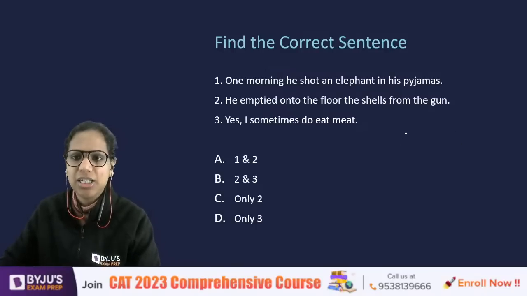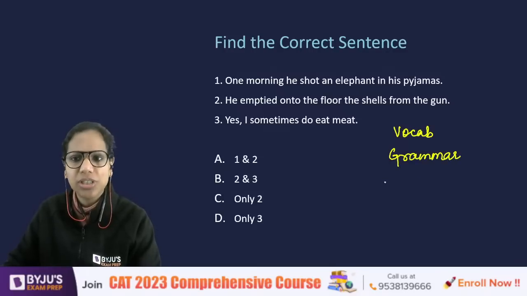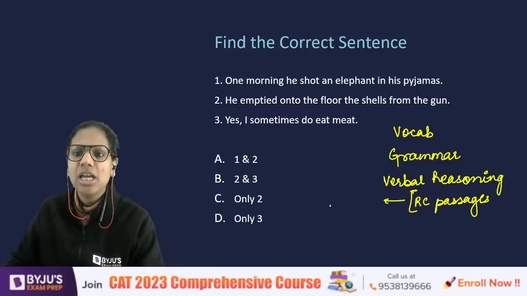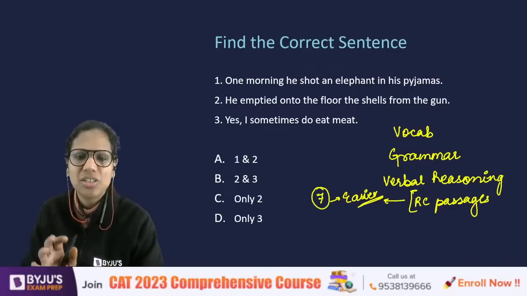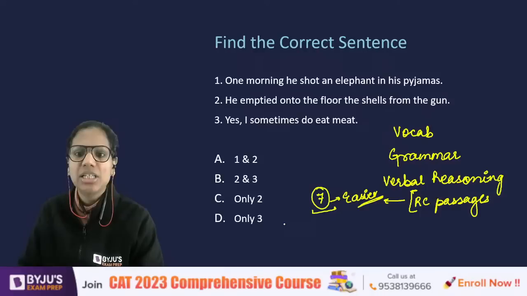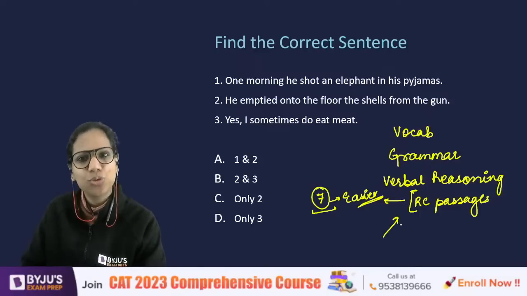So if I look at your TISSNET English section, you have vocabulary, grammar, some verbal reasoning, and of course up to 10 questions from RC passages. See what your accuracy is in the RC passages. Usually in TISSNET, about 7 questions, I can say 70% of the RC questions, are on the easier side. So see, are you getting 7 correct here? If, let's say, it's just 5 out of 10, then there is scope to improve.